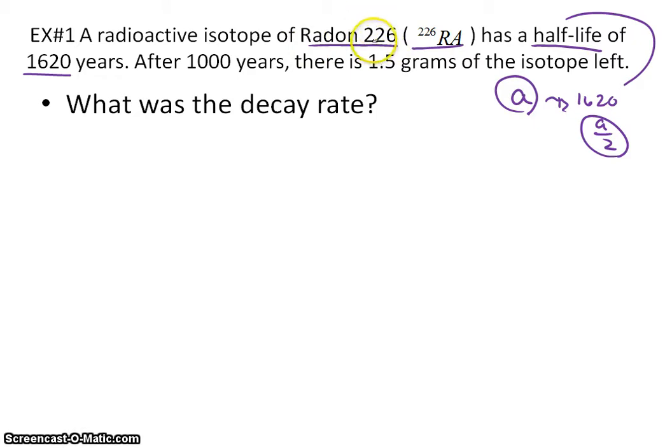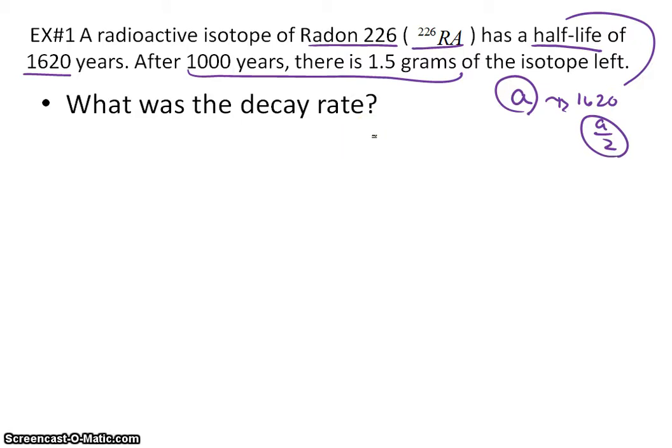Okay, so radon-226 is the name, and this would be the abbreviation for it. This 226 doesn't really have any numbers pertaining to what we're going to be doing in the problem. It's just the name of the type of gas. So we know that the half-life, the time it takes to go from amount A to amount A over 2, is 1,620 years. The other bit of information we're given is after 1,000 years, there's 1.5 grams. So that's going to give us another kind of XY pair for our time and then an amount. And so what we want to know is the decay rate.